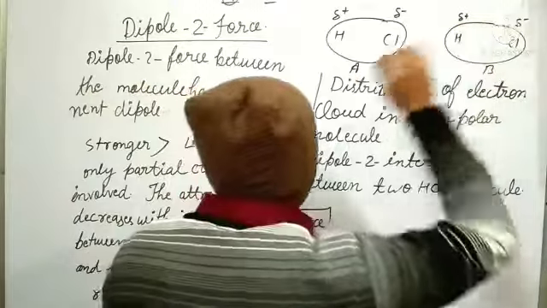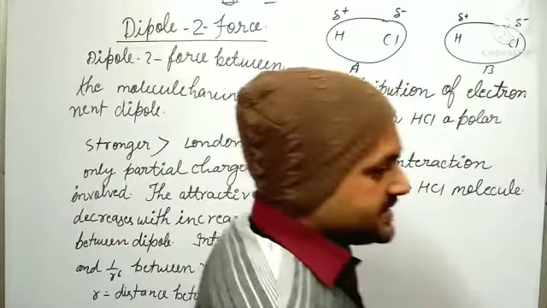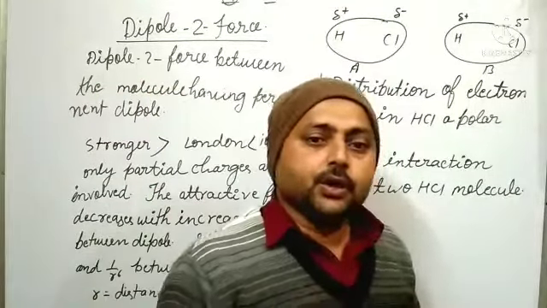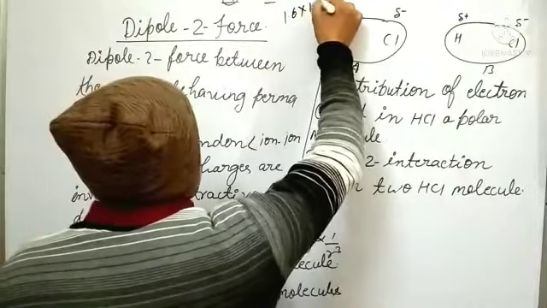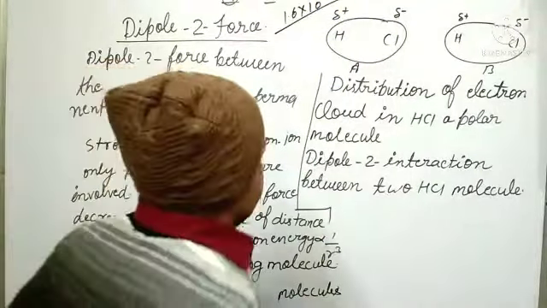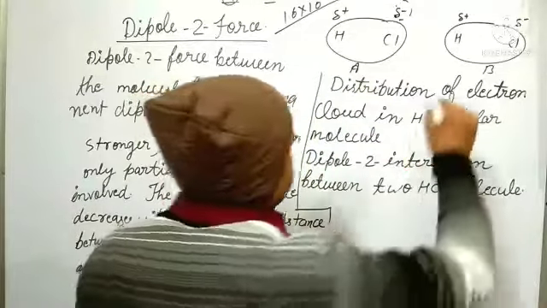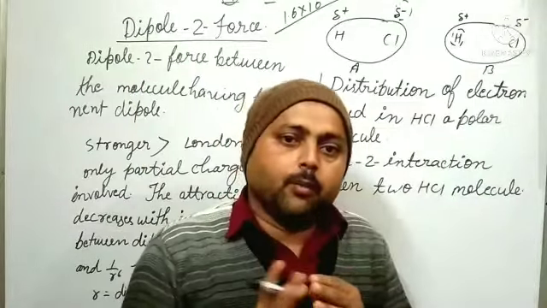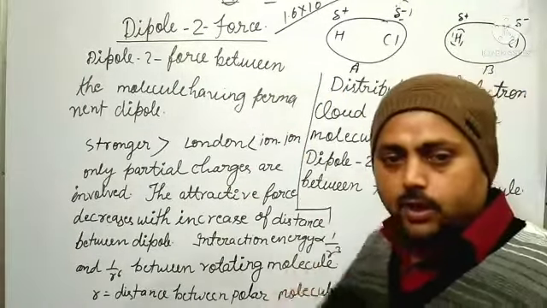I am taking another HCl molecule, C, so we have two molecules. Charge is developed here, delta plus and delta minus, and this charge is always less than the unit charge. The unit charge is 1.6 into 10 to the power minus 19 coulomb. So the negative portion of one molecule attracts the positive portion of the other molecule, and an interaction develops between the molecules. This is the dipole force.